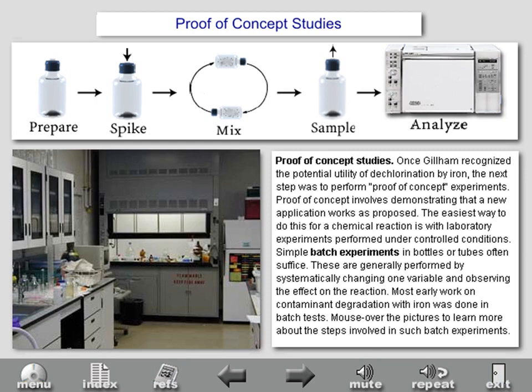Once a new idea for an approach to groundwater remediation has emerged, the inventor must then develop a proof of concept. The first step in the process is to demonstrate the desired chemistry in small bottles in a laboratory. This allows the researcher to evaluate all the important experimental variables.